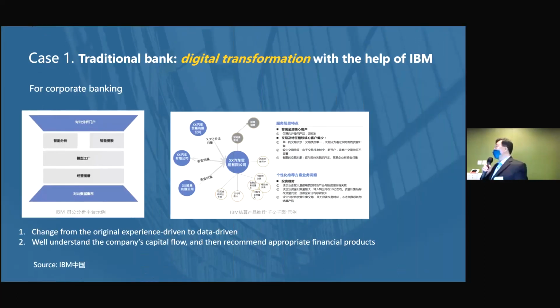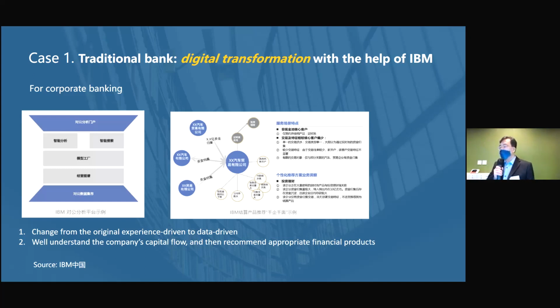And besides these direct applications in finance, the digital transformation can be done in many different businesses, not only in finance. Let's start with the banking industry first. So you can do the digital transformation with banks.